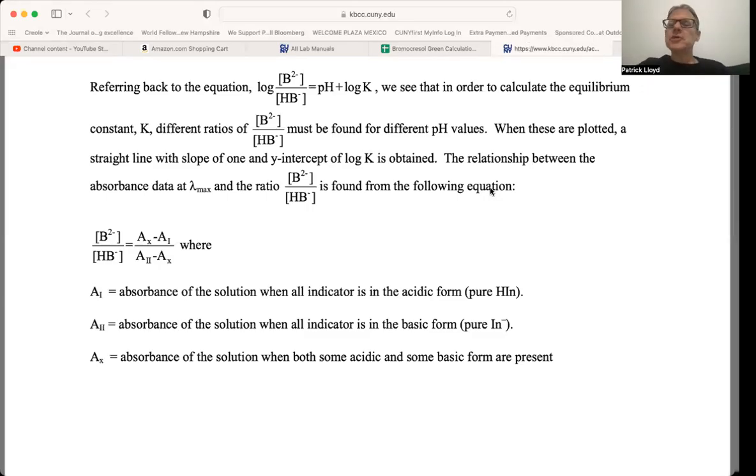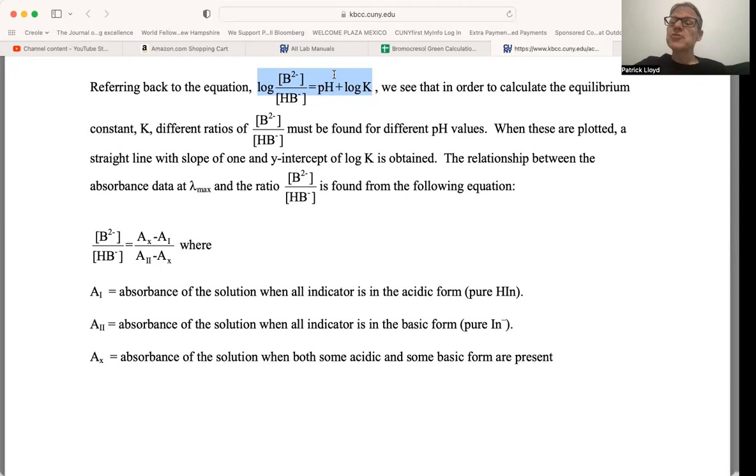Okay, so now what we're going to do is determine the acid dissociation constant for bromocresol green. This is sort of the end point here. So referring back to the equation, I'm back here in the lab procedure. If you look at this equation right here, this is essentially the Henderson-Hasselbalch equation, but it's been rearranged. So we're going to consider the Henderson-Hasselbalch equation for the bromocresol green.